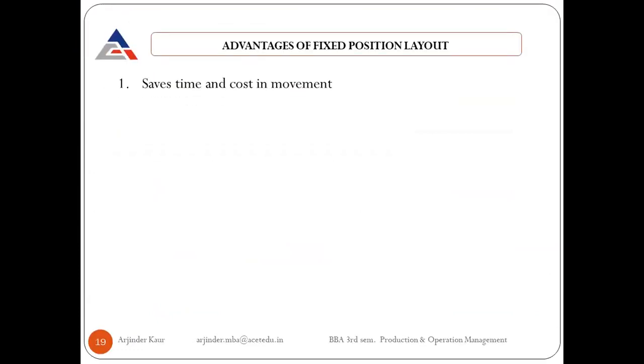The advantage of this is that it saves time and cost in movement, because due to the large size or the inability to move the product from one place, people will move, which is less costly than movement of the product from one place to another. It is flexible, as changes in job design can be easily incorporated. So let's say in case of shipbuilding, if one type of labor is not available, in the meantime we can just keep on doing some other work. So it is always flexible.